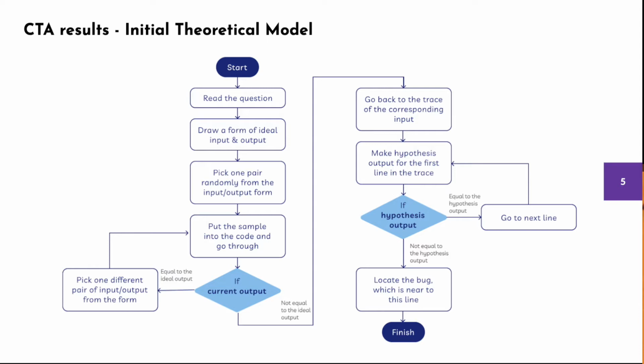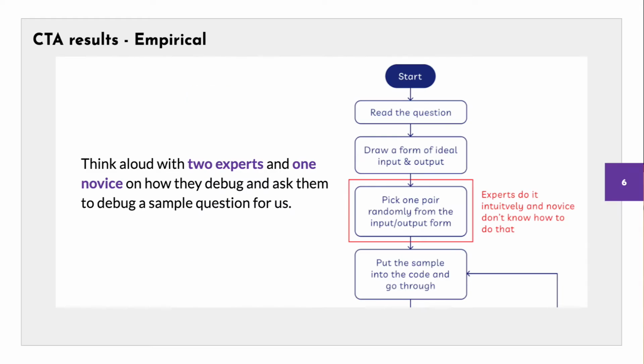Then, it comes to our CTA part. We came up with this theoretical model based on how debugging is done. But during the think aloud, we noticed two things. Most novices don't have any strategies for fixing an error. They just try and guess what might be wrong before giving up.